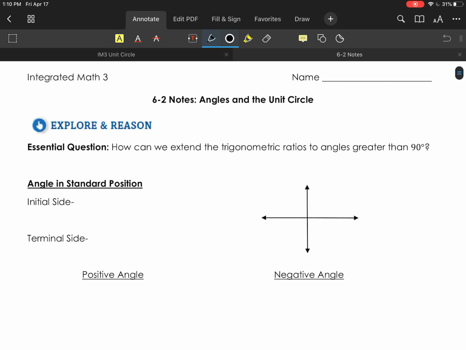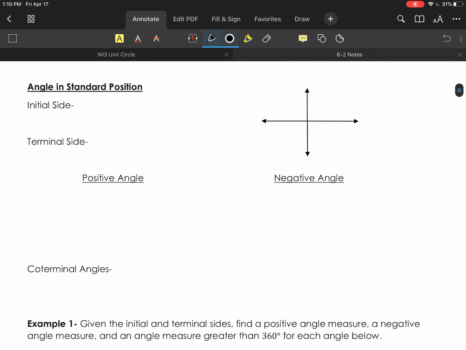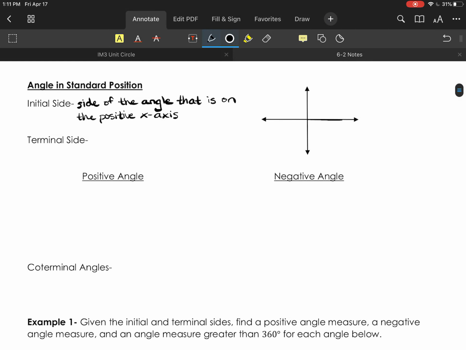So there are a couple of vocab words that you need to know so that you can understand what we're talking about when it comes to the angle in standard position. So first of all, you have your initial side. Here's your definition. So your initial side is the side of the angle that's on the positive x-axis.